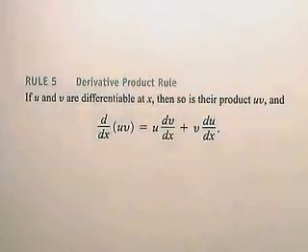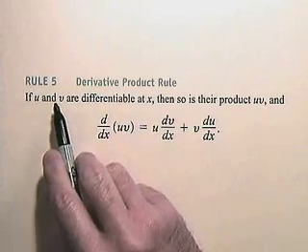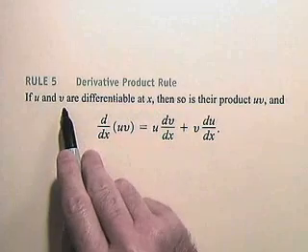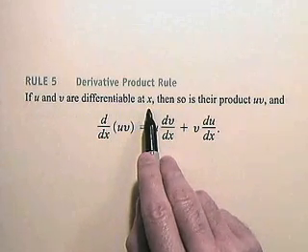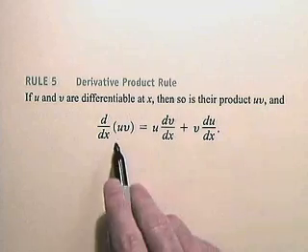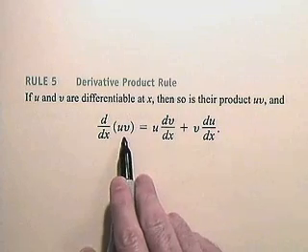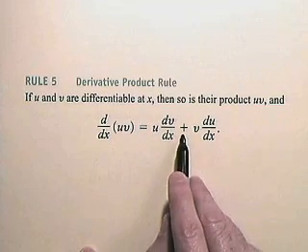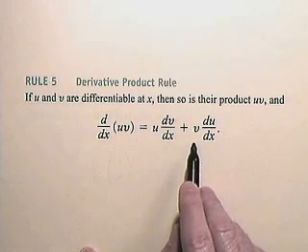Now let's look at the rules for dealing with products and quotients when we're trying to compute derivatives. Okay, rule number 5 is the derivative product rule. If u and v are differentiable at x, then so is their product u times v, and the derivative with respect to x of uv is equal to u dv dx plus v du dx.